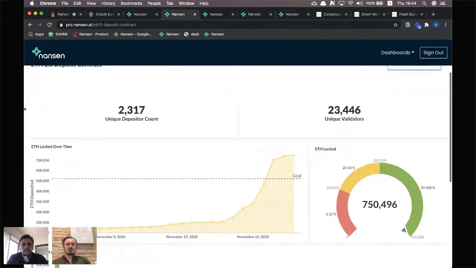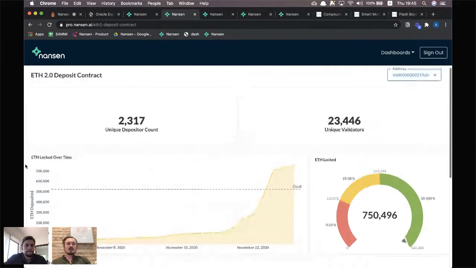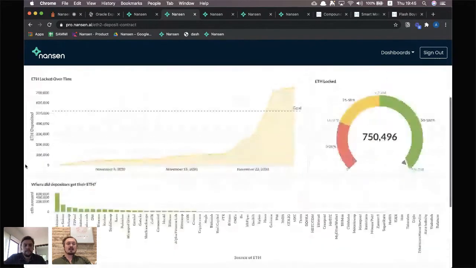So you can also see the aggregate or cumulative amount of ETH in that contract. And it's now at 750,000 Ether, which is cool. And you've got that line, which was basically the tipping point, right, where it would launch. And so it smashed through that, which was great. But of course, since then, it's slowed off a bit, which is quite normal. So that's the deposit contract at a macro level.